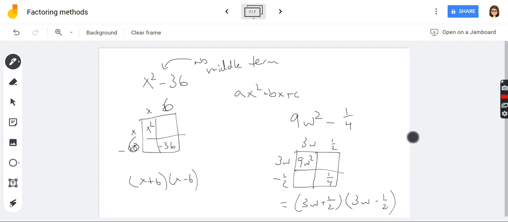There's your buffet of factoring methods. So factoring by grouping, common factoring, simple trinomials, complex trinomials, and difference of squares.